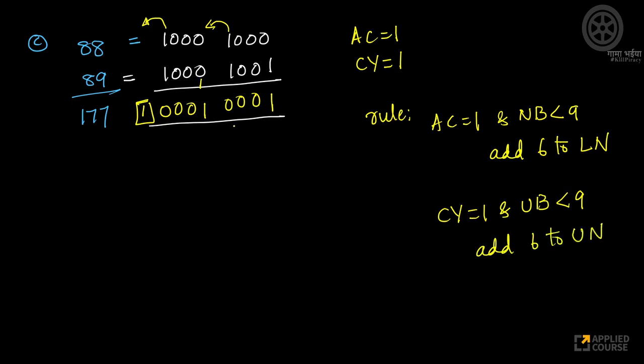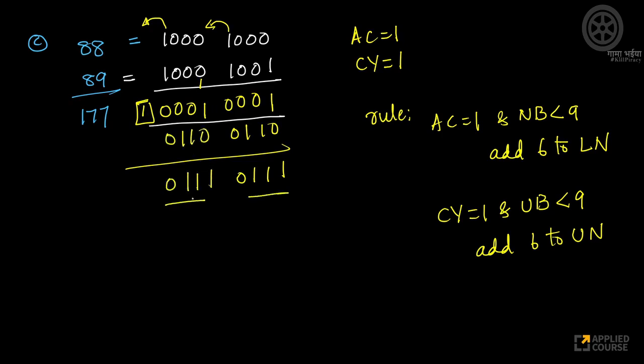Okay, so what does it say? Add 6 to this. What is 6? This is 6. When I add 6 to this, what do I get? 1, 1, 1, 0. Right? When I add 6 to this, because my carry is set to 1, my upper nibble is less than 9. So I have to add 6 to this also. When I add 6 to this, what do I get? I get this. So what is my final result now? Look at my final result. My carry is set to 1. What is this? This is equal to 7. This is equal to 7.